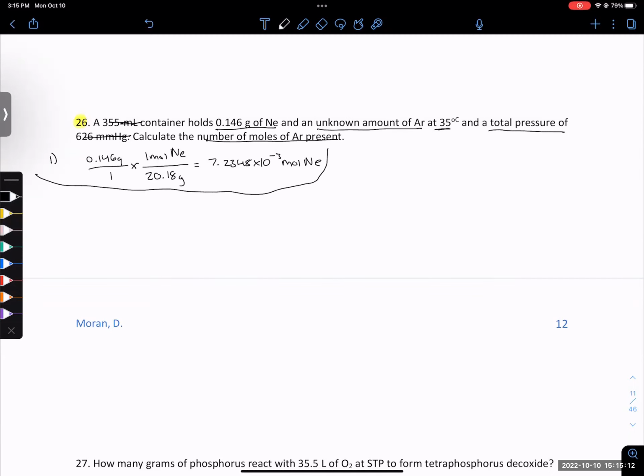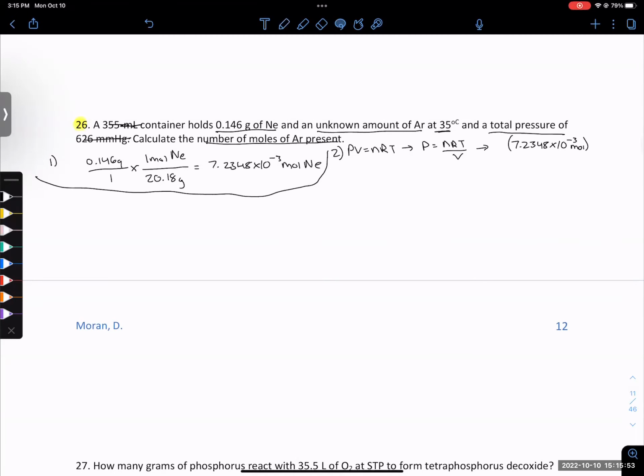Step two, we want to find the pressure due to neon, and we are going to do that by using PV equals nRT. We're finding the pressure, so we divide by V, so P equals nRT over V. So this is step two. Then we plug in everything we have, so 7.2348 times 10 to the negative 3 moles.